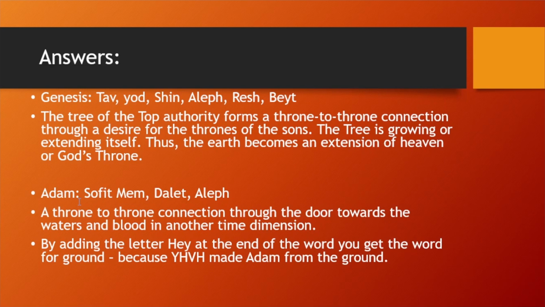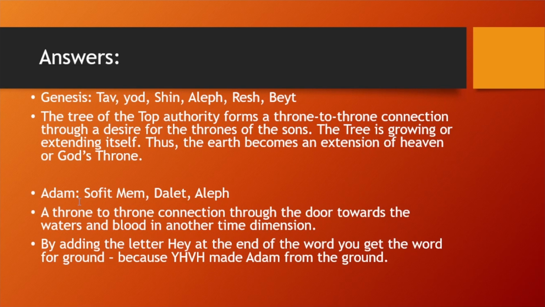So Adam's name means Aleph, Dalet, Sofit, Mem. So there are 5 letters in the Hebrew alphabet. If they appear in the middle of the word or in the front, we just call them, like here, Mem. When they appear at the end of a word, we call them Sofit, Mem. And that is because they change in their meaning slightly.